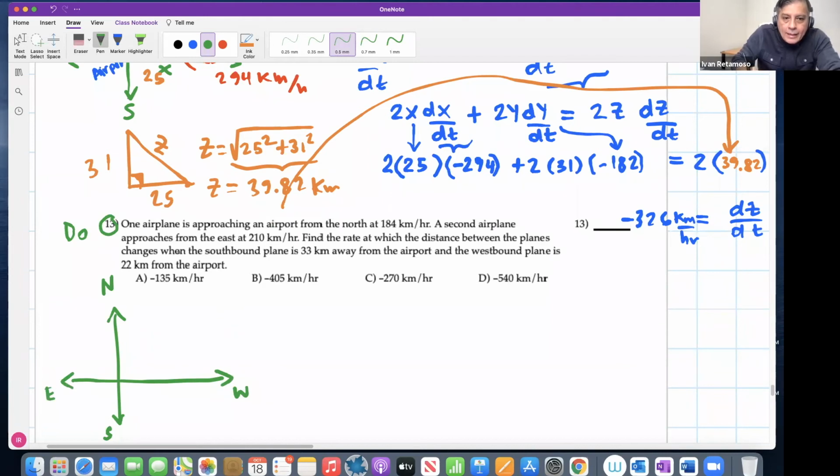East. Very good. Again, they're talking about two planes headed to the airport that we can represent here by this intersection, airport there. And they say that one plane comes from the north at this speed, 184 kilometers per hour, this direction. And the other comes from the east, from this side, right? So let's just remove this. Yeah, so from here, from the east, right?